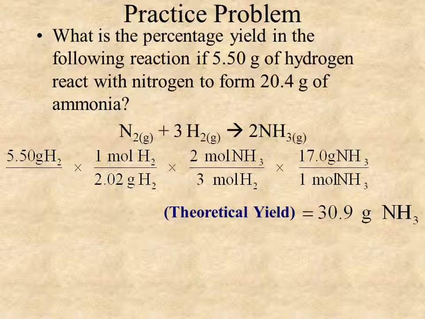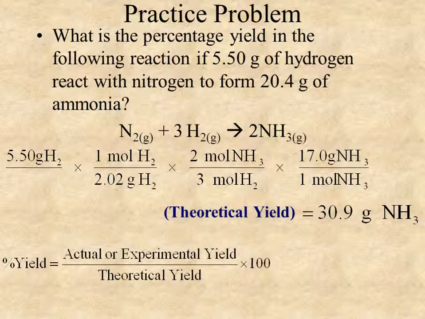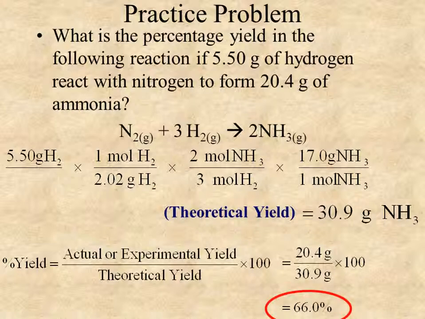And what we need to remember is that this 30.9 grams is the theoretical yield. It's what we would get if everything went perfectly in the reaction, in the experiment. So now we need to take this theoretical amount and combine it with the actual amount that was given in the problem. We calculate 20.4 grams divided by the theoretical yield, which we just calculated, 30.9 grams, times 100. And estimating, we've got about 20 over 30, it's about 2/3, so we should be expecting an answer around 67%, and our answer does come out to 66.0%.